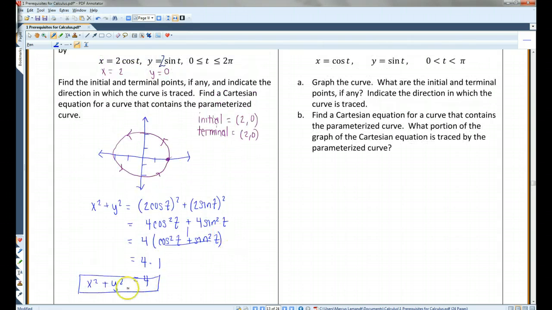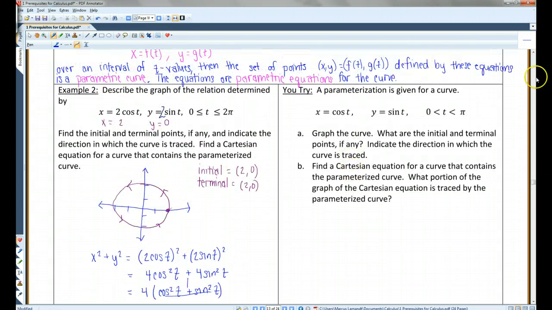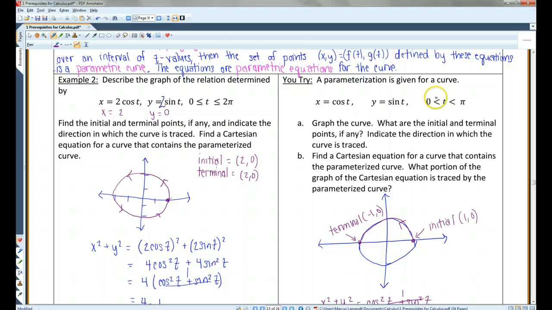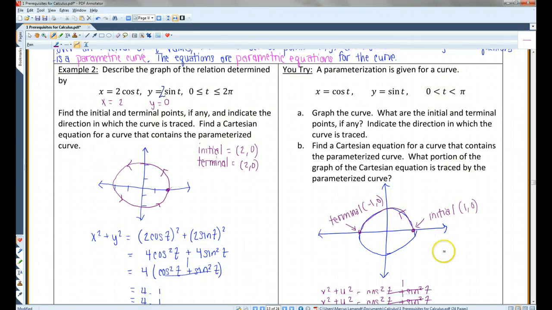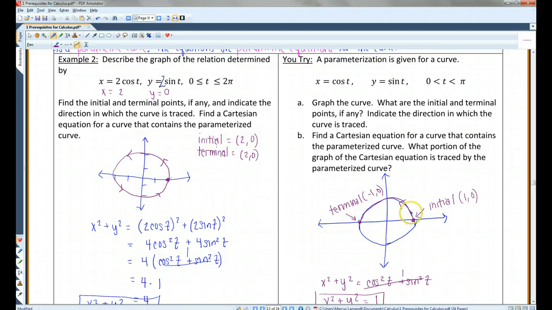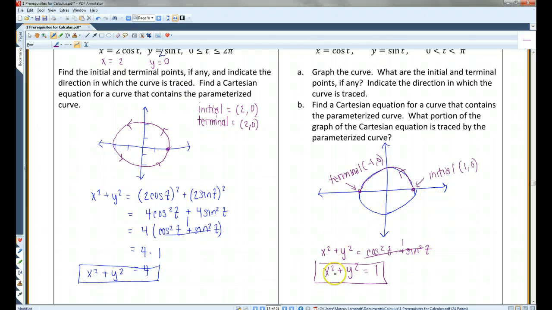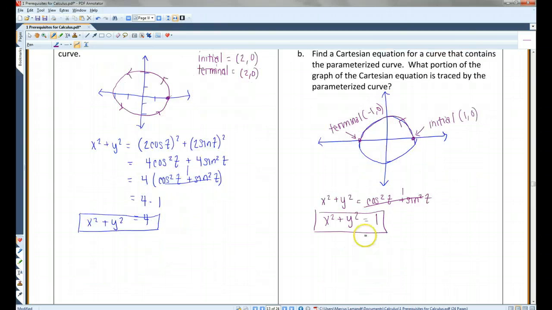Did any of this stuff ever happen to you? You guys go ahead and try this one. Alright, this is the answer you should have gotten. They threw a little bit of a curveball at you here. The bounds were 0 to pi. So you have a circle, but rather than going all the way around, it just goes from here halfway around. So the initial point is 1, 0. The terminal point is negative 1, 0. And then you do this the same way. You should get x squared plus y squared equals 1, which is the equation of a circle with a radius of 1.